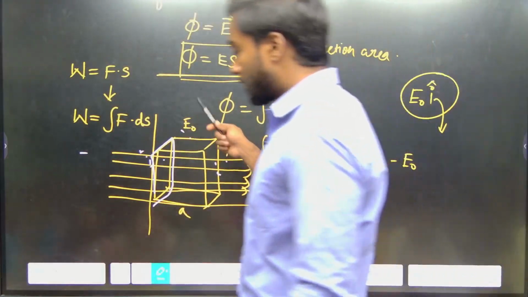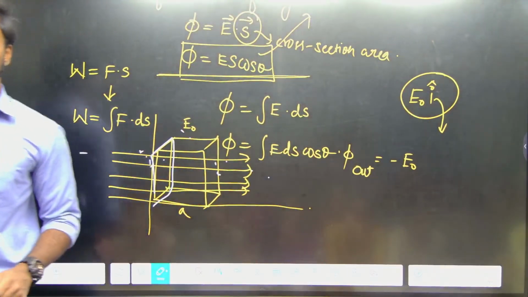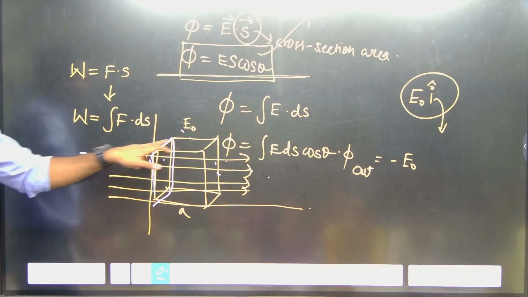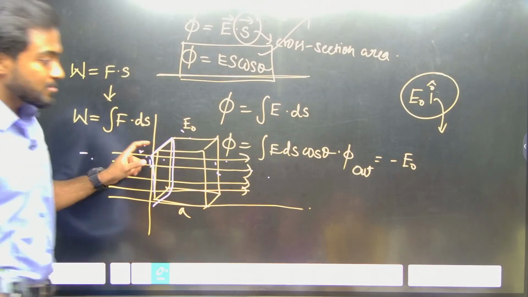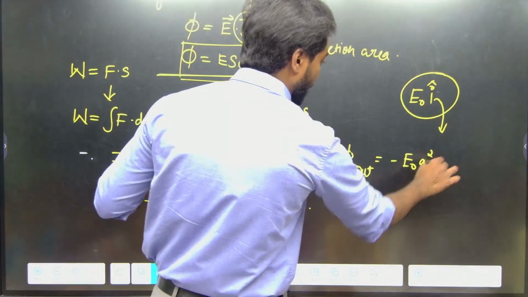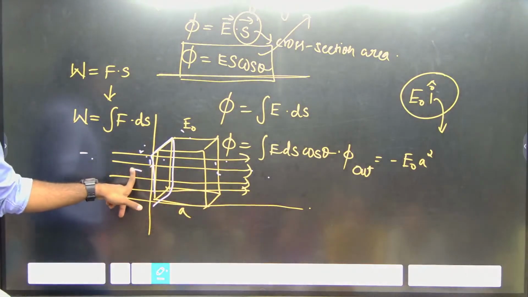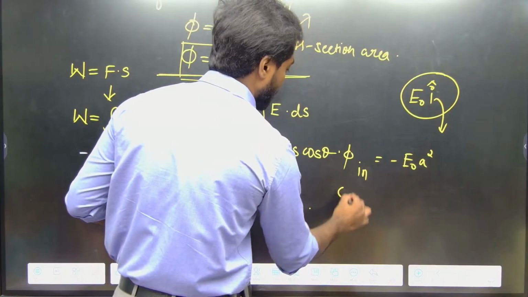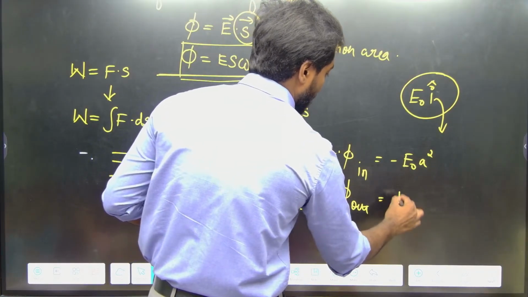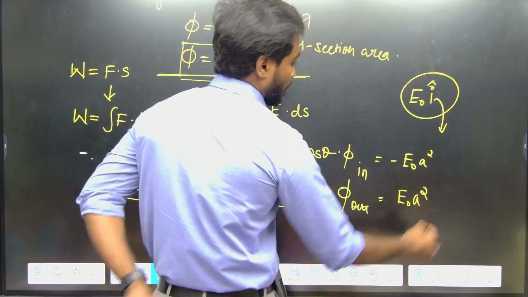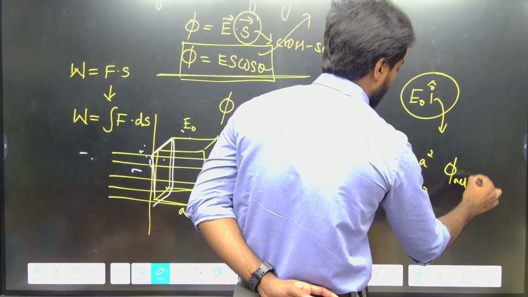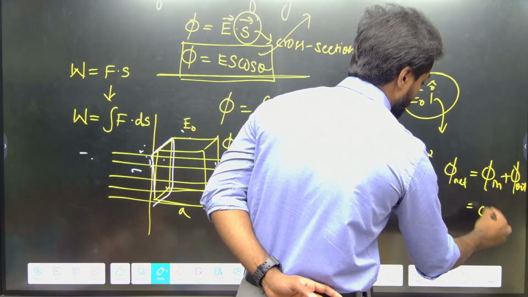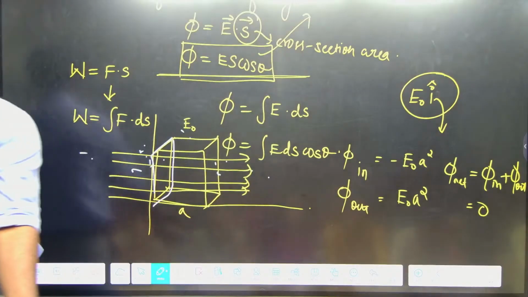I told you, top and bottom, front and back, nothing is there. Only left and right. If I consider the left side, it is a square. Right side also is a square. So can I say minus E naught A square for the in? Sorry, this is in, and out will be E naught A square. So the total net will be nothing but in plus out, which is equal to 0. Take down.